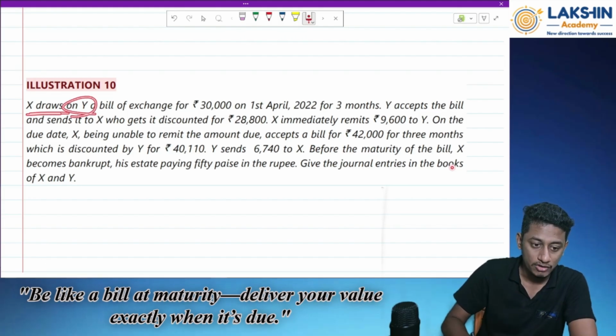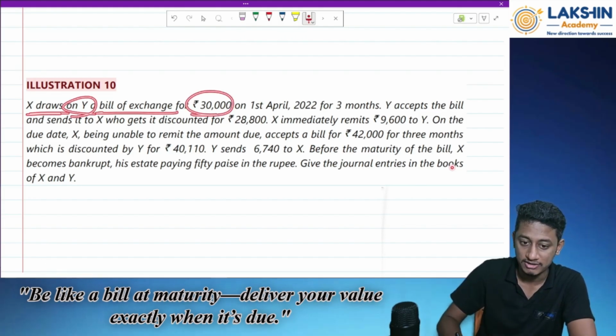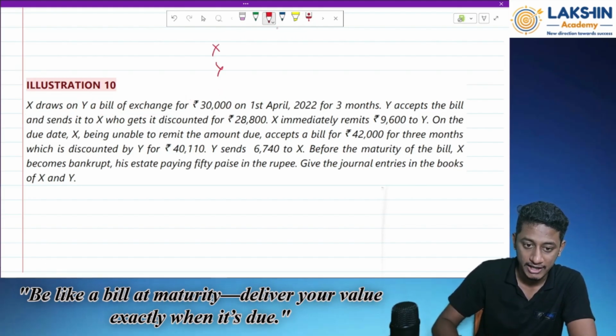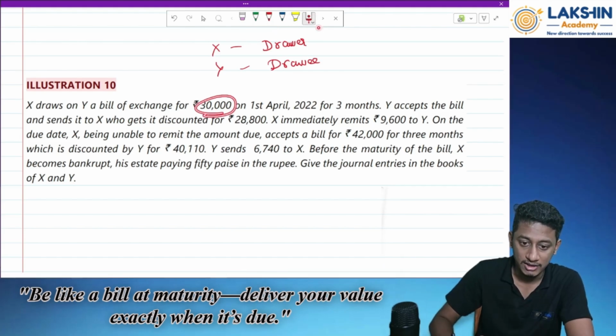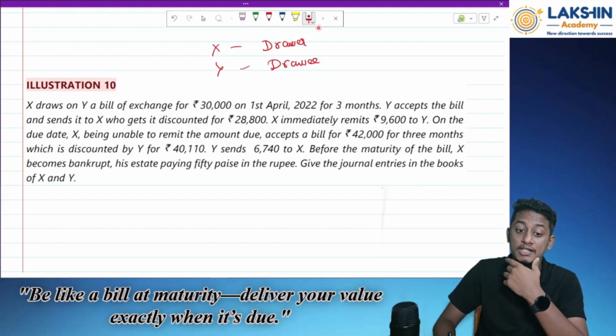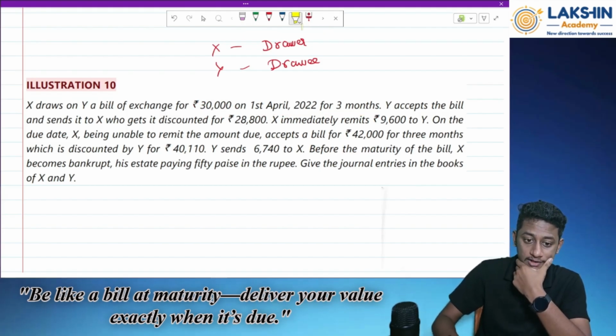X draws on Y a bill of exchange for rupees 30,000. So that means what has happened over here? X is the drawer and Y is the drawee. Then for how much? Rupees 30,000 on 1st April for 3 months. Now because of this, what is the value? I will just mark this on 1st April and for 3 months.